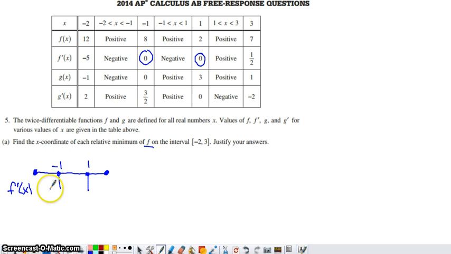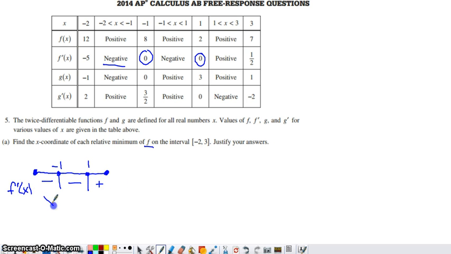So what we would want to do is we'd want to say, all right, what's the sign of f prime to the left of -1? Well, they flat out tell us that. In between this x value, -2, and this x value, -1, the sign of f prime is negative. Between -1 and 1, the sign of f prime is still negative, and then between 1 and 3, the sign of f prime is always positive.